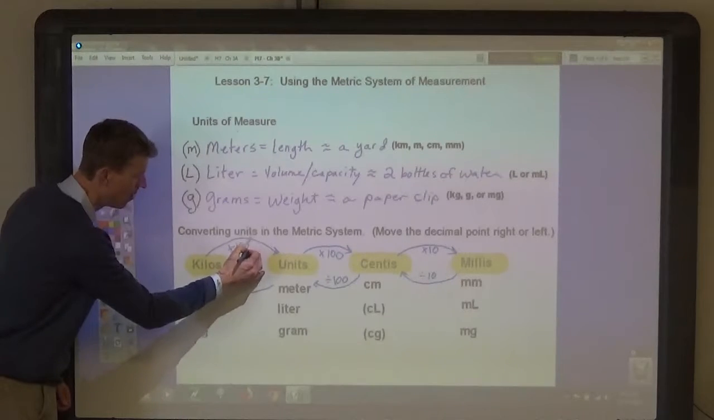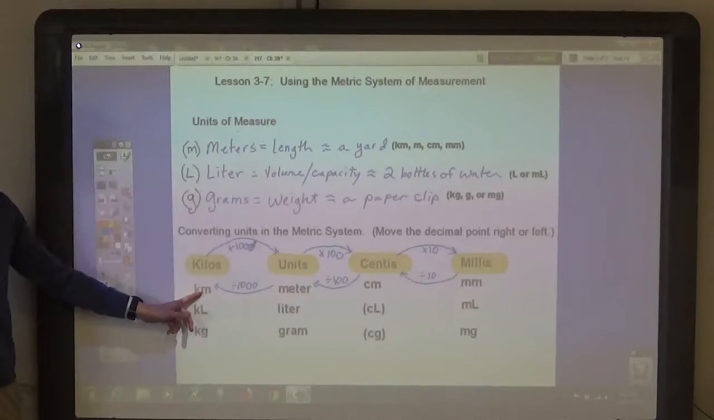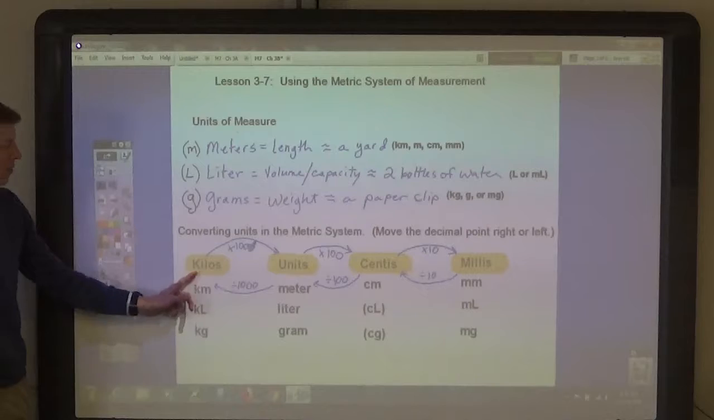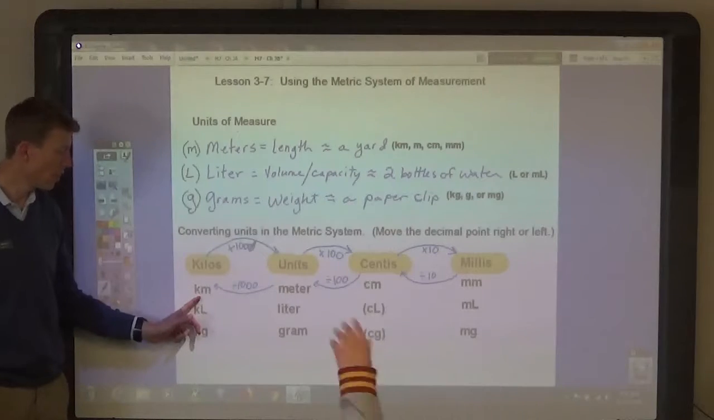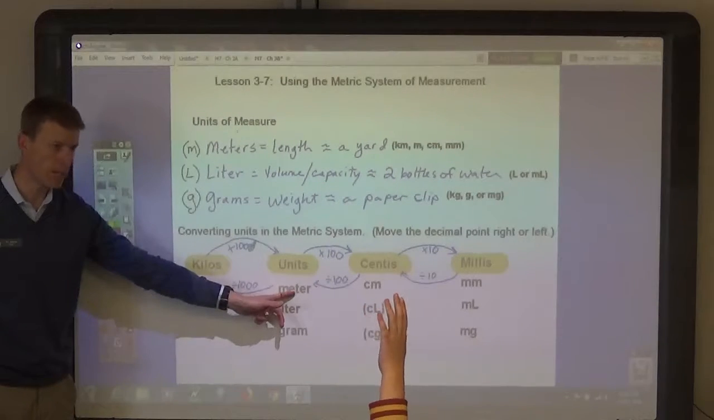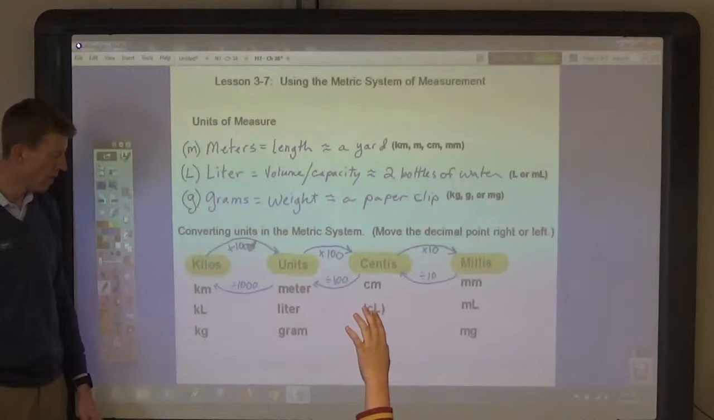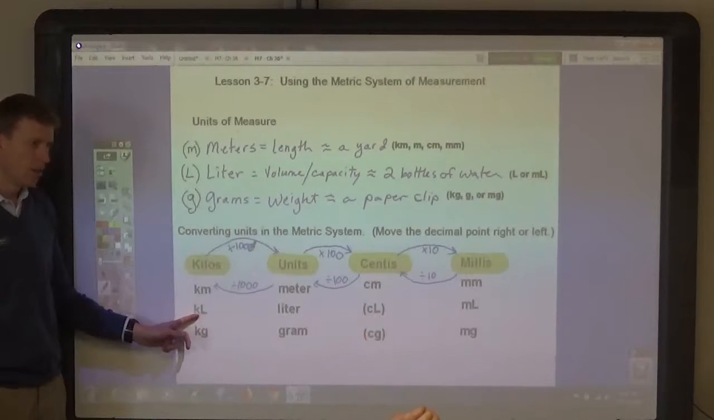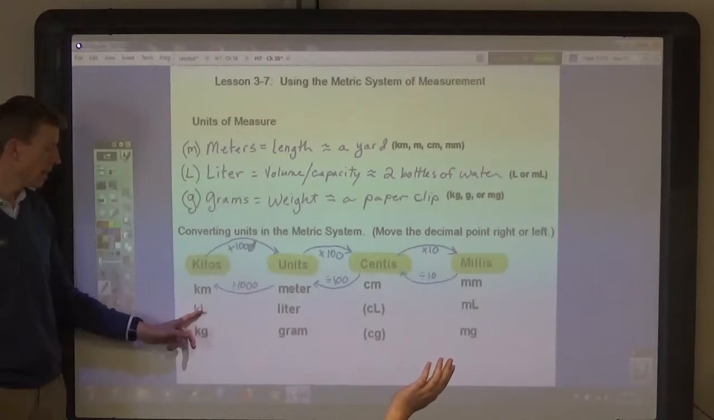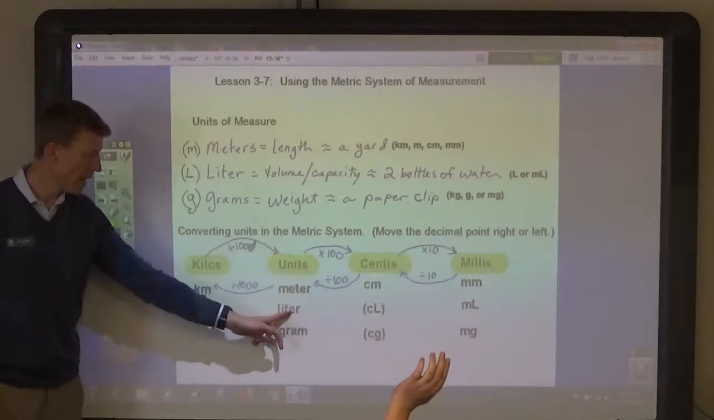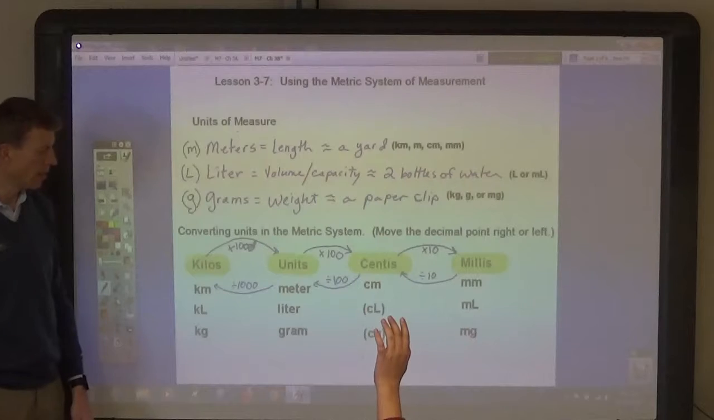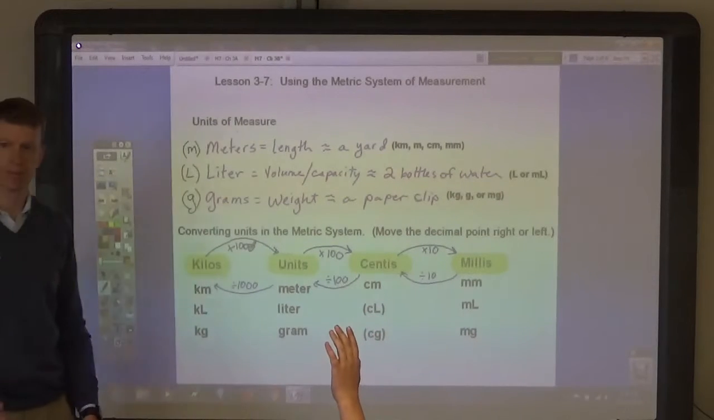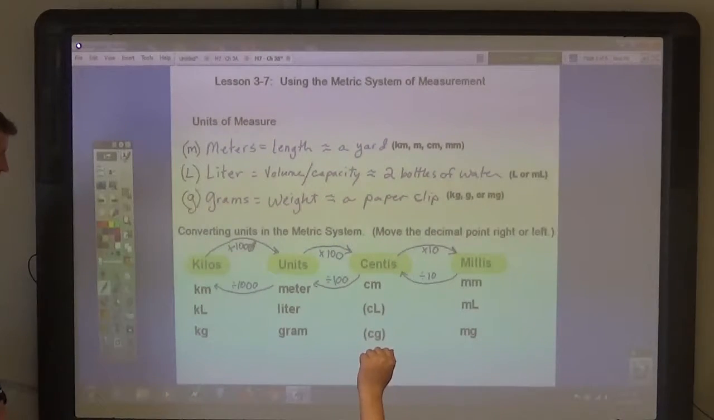So 2 kilometers is 2,000 meters. Okay? Or 1 kiloliter would be 1,000 liters. So you follow the arrows. Okay? Questions?